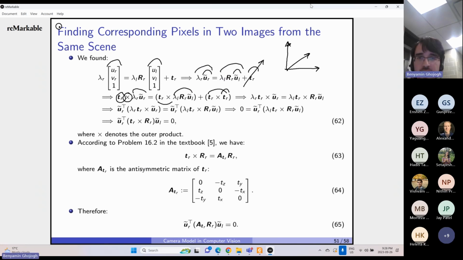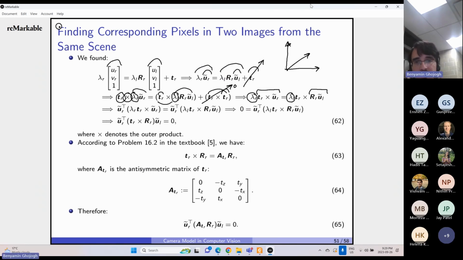Why do I do that? Because I want to get rid of this. We know that the outer product of every vector with itself becomes 0, right? So this goes away. This becomes 0. Then I have lambda R. It's a scalar, so I can bring it out in the multiplication. Then I have TR outer product UR tilde. Also I have lambda L, which is a scalar. I can bring it out. TR outer product RR UL tilde.